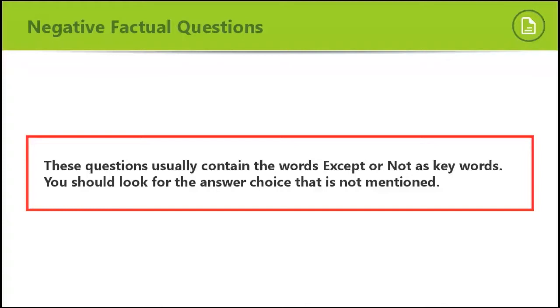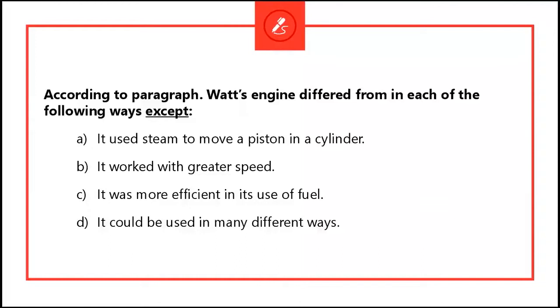These questions are exactly like the factual questions, but they have the words except and not as keywords. So be very, very attentive with this. Now, have a look at the question. According to the paragraph, what ways did the engine differ from the earlier one in each of the following ways except?